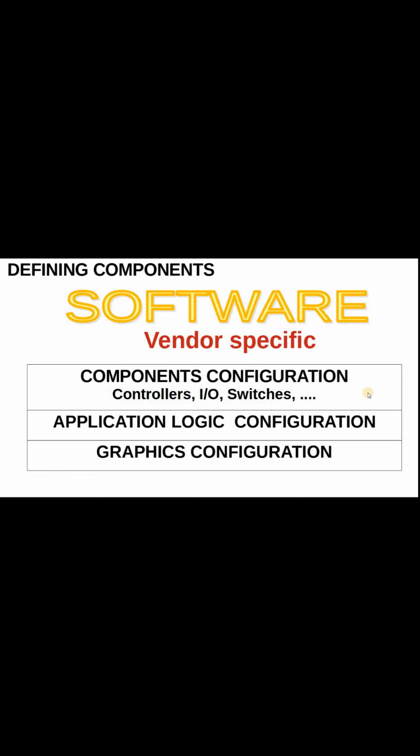Software is vendor specific. However, we can recognize three different parts of a software. The first one is required to configure our hardware, like the I/O cards, network switches, and your controllers. The second part is where you build your logic, your PID loops, or your start-stop pump requirements and so on. And the third part is where we build our graphics.